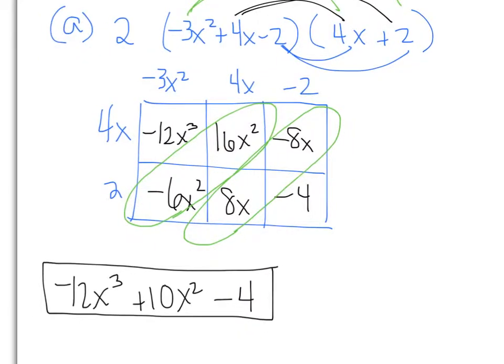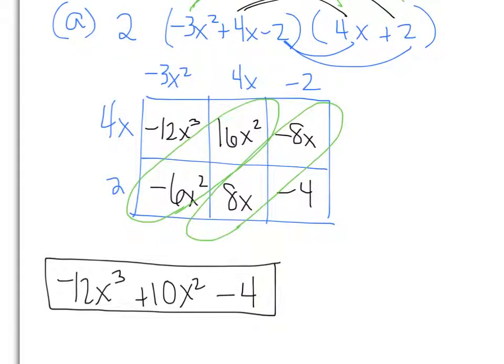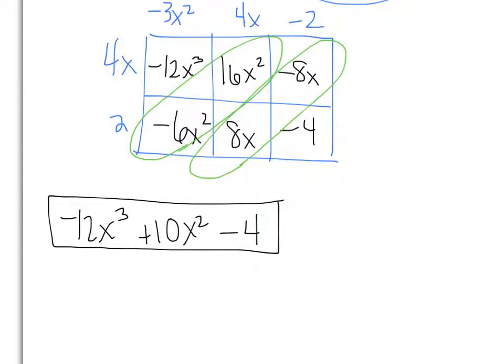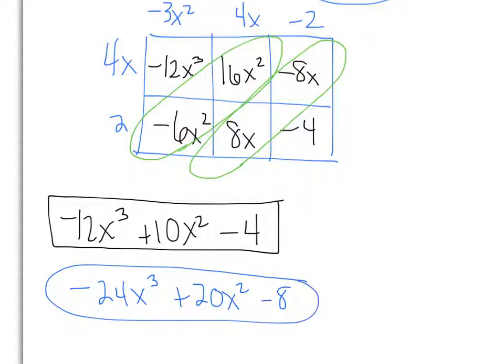What do I have to do still? There's one more step. I had you ignore it earlier. Multiply everything by 2. Yeah, don't forget about this 2 up here. So this was the result of this operation of multiplication. But we have to double everything. Okay, that's our final answer there.